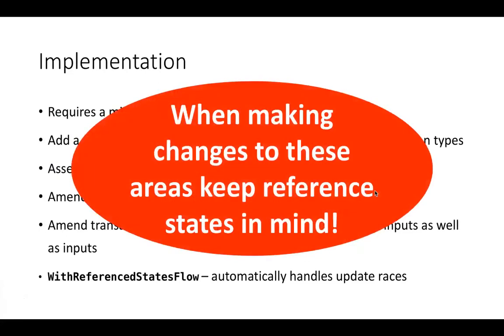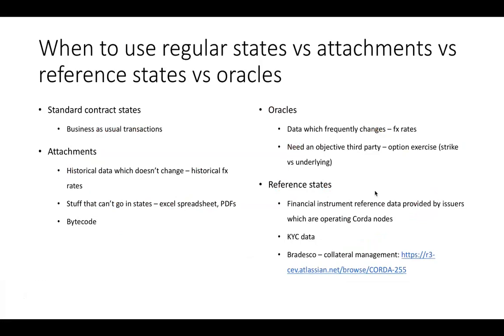So this was a slide actually I used a while ago. It was targeted at the Corda developers, and basically just keep in mind that if you change anything to do with, say, the notary, then you've got to keep reference states in mind, because otherwise you might break it if you weren't aware of the feature existing in the first place. So just a quick slide on when to use reference states versus attachments versus oracles.